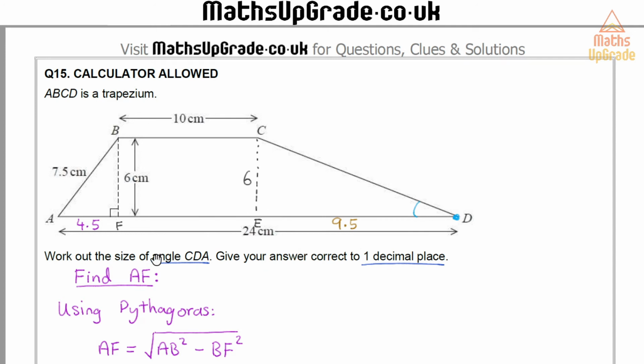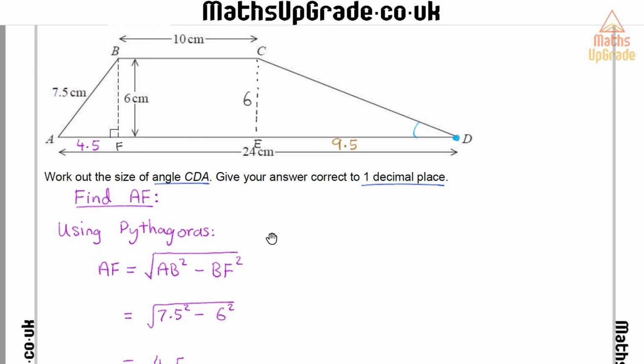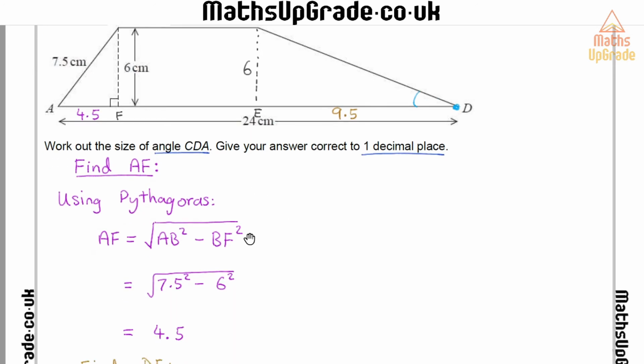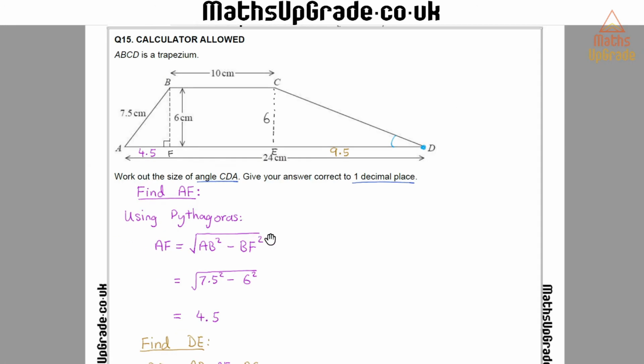The next thing I'm going to do is label this point here F, and I'm going to find the length of AF. I can find that using Pythagoras, since I'm given this right angle triangle here, and I know the longest side, the hypotenuse, and I know one of the shorter sides. So I can use Pythagoras. If you're not sure how I've done that, just look back at my video clip on Pythagoras on my YouTube channel. So using Pythagoras, I can find that AF equals 4.5.